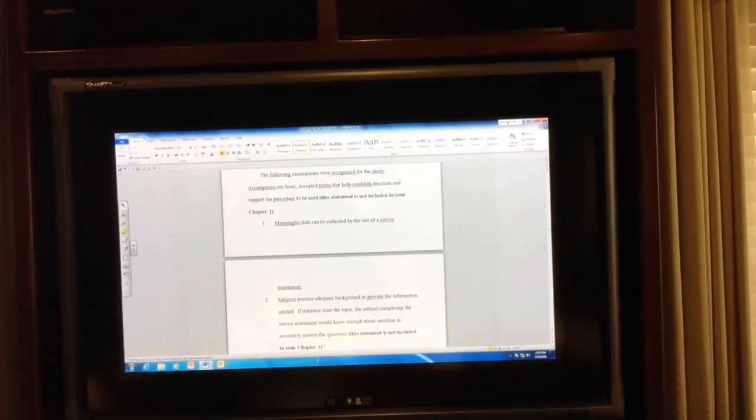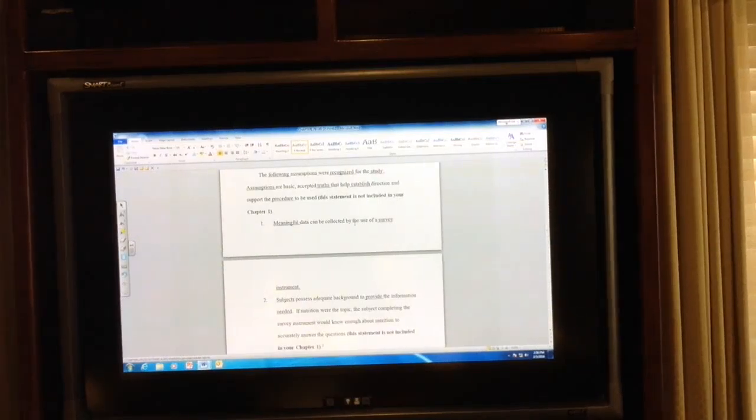You will have a minimum of 2 assumptions. The first one, of course, will be that meaningful data can be collected by the use of a survey instrument. And then any other ones that may be relevant. Again, that puts some boundaries around our research so that we don't get too far out into the field.